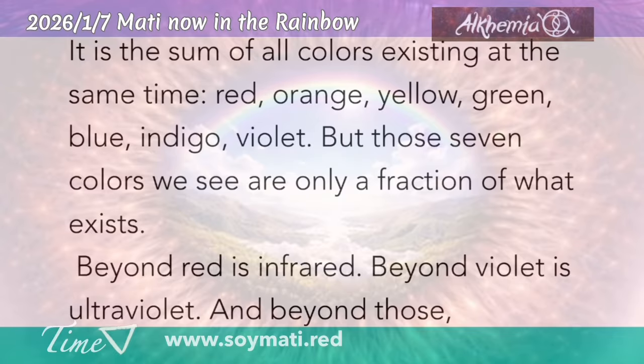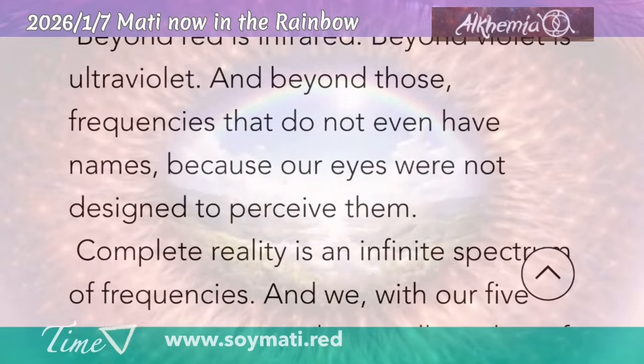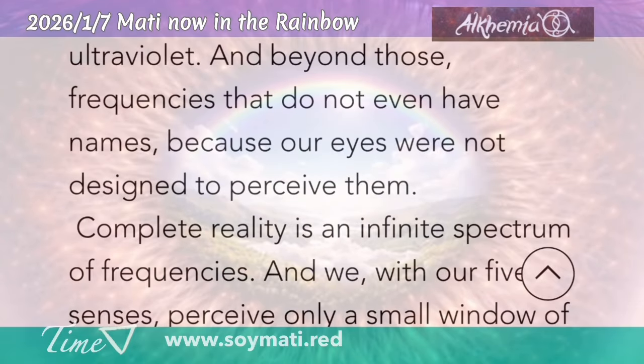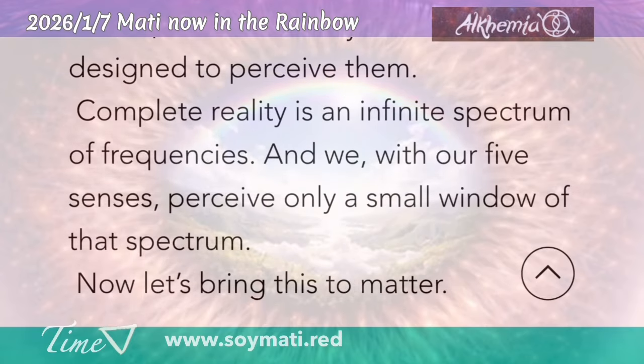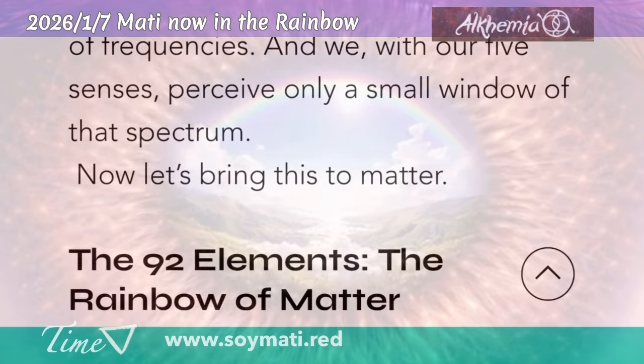But those 7 colors we see are only a fraction of what exists. Beyond red is infrared. Beyond violet is ultraviolet. And beyond those, frequencies that do not even have names, because our eyes were not designed to perceive them. Complete reality is an infinite spectrum of frequencies. And we, with our 5 senses, perceive only a small window of that spectrum.